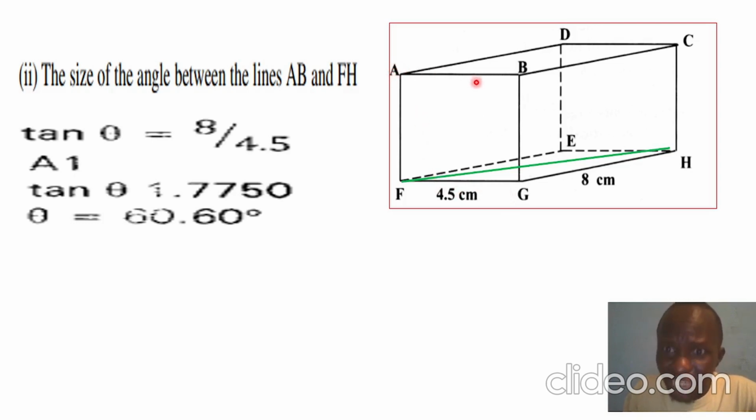Line AB does not lie in the same horizontal plane as line FH. So it will require us to open our eyes wide and look at the relationship between AB and FG. What is the relationship? The relationship is that the two particular lines are parallel. And if we can understand it that way, we can consider the relationship between FG and FH, so that we treat AB as if we are treating FG.